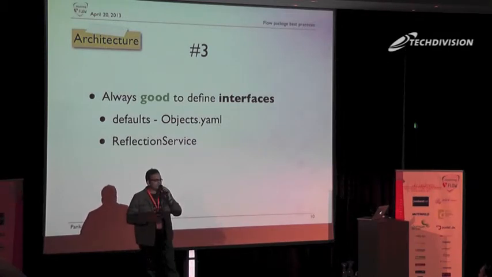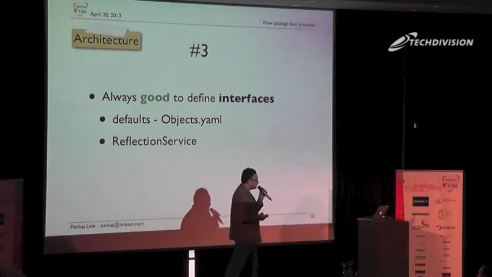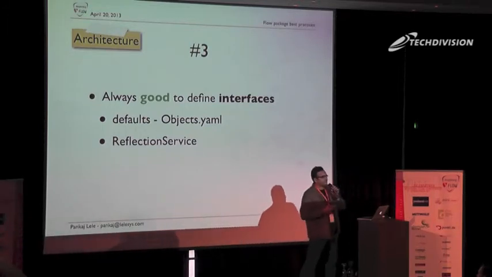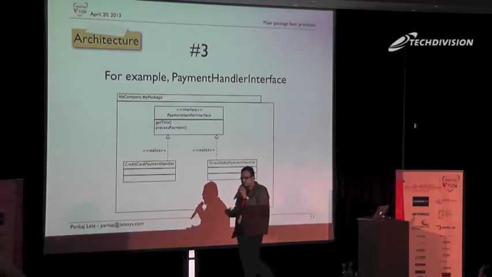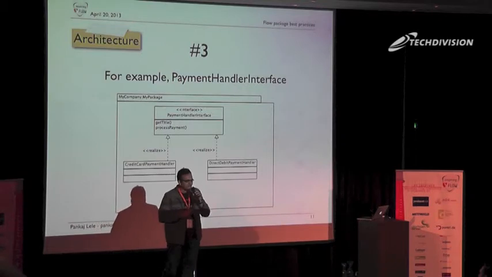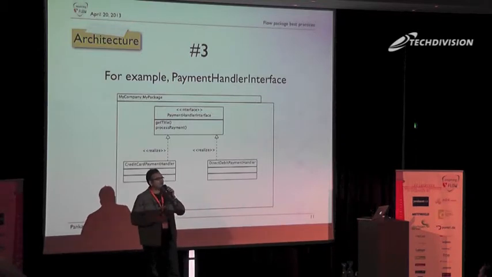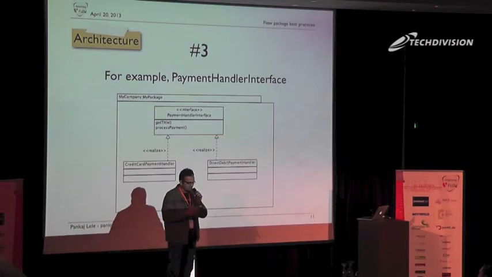You can think about defining interfaces within your package, and Flow has a nice possibility that you can set the default implementation of the interface. For example, if you are working on a shop project and you have different payment handlers, you can simply define a payment handler interface, and there can be many implementations of the payment handler interface. Then, using the reflection service, you can easily build a list of available payment options for the user, and if the user selects one, then you have the fully working solution.